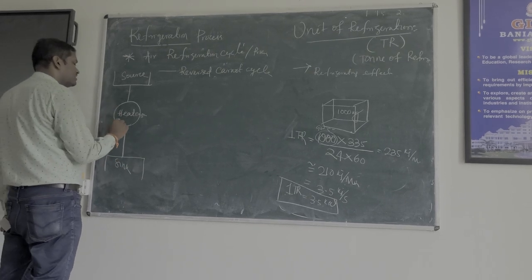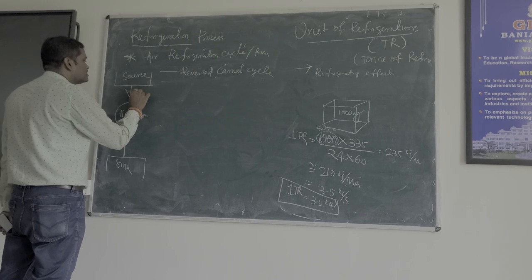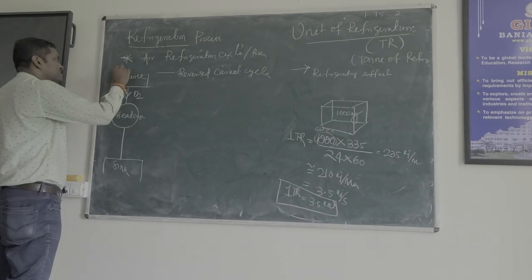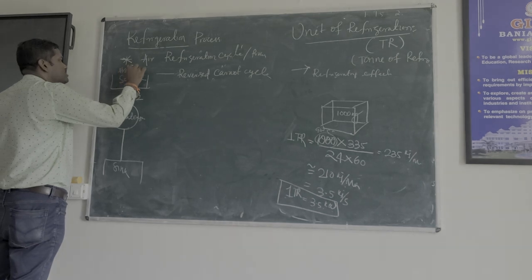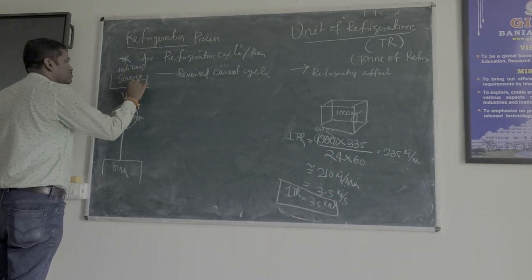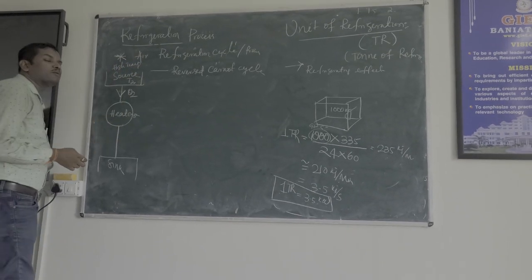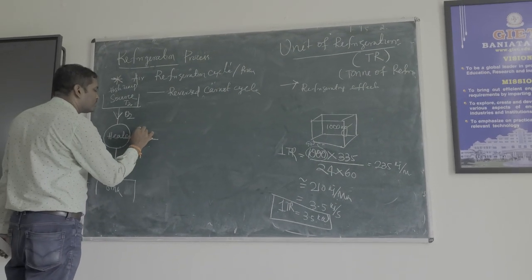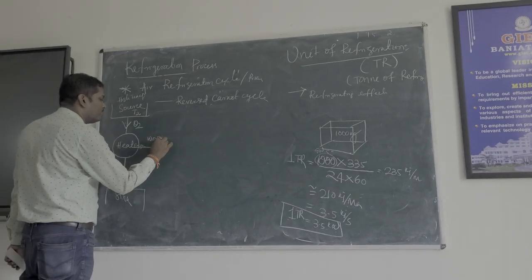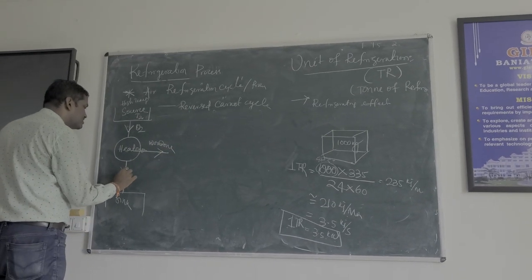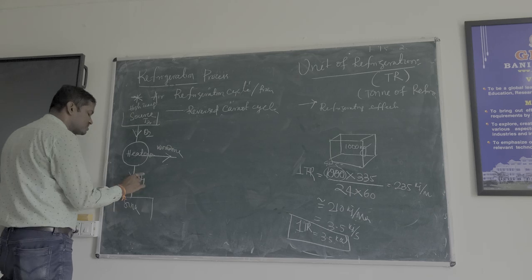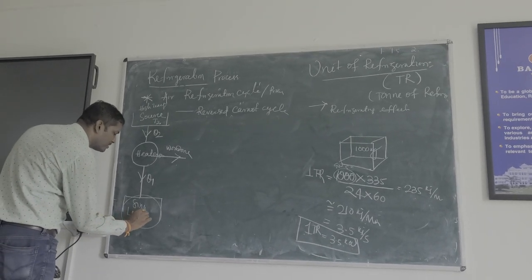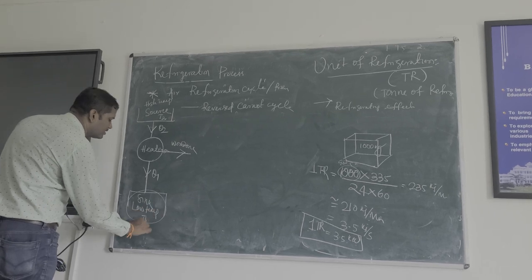There are 2 reservoirs. First of all, Q2 amount of heat is supplied from a high temperature source, which is at high temperature T2. Then it is partially converted into work done. Then the remaining heat Q1 is rejected to a low temperature sink. This is another reservoir which is at low temperature, that is T1.